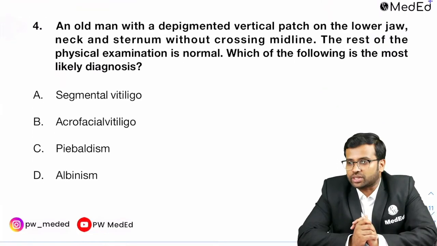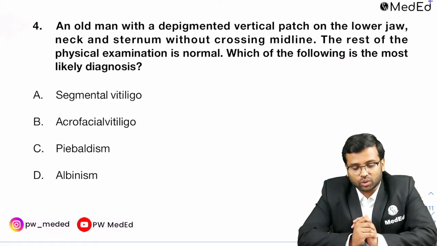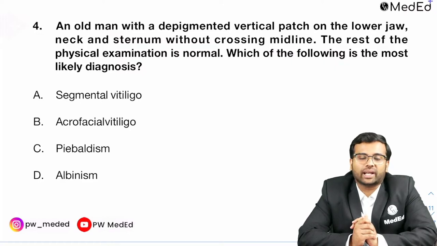In this next question, an old man with a depigmented vertical patch on the lower jaw, neck and sternum without crossing the midline. The rest of the physical examination is normal. Which of the following is the most likely diagnosis? So what is the answer here?